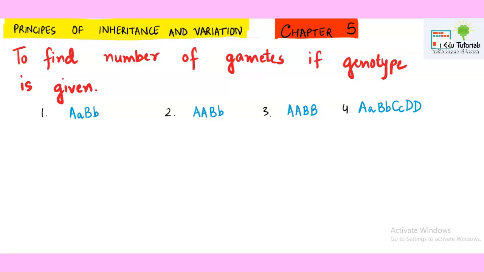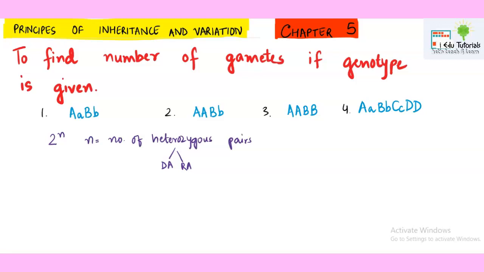So let's get started. To find out the number of gametes, we need to learn just one formula, 2 to the power n. N here refers to the number of heterozygous pairs. Heterozygous means there would be one dominant allele and one recessive allele. In whatever genotype is provided to you, you need to find out how many heterozygous pairs are there, and that will become your value of n.